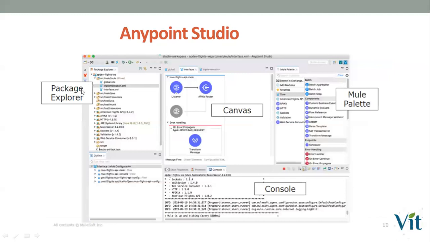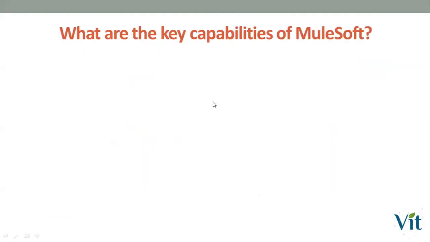Next, Anypoint Studio. From Anypoint Studio we are going to develop our APIs. The screen looks like this. Okay, package explorer, canvas, Mule palette and console. So here are the connectors we are going to drag and drop. Anyway, I will show you at the end of the class how to drag and drop and how to use it. Okay, just see. Next, here is the main thing. Okay, why MuleSoft? Why MuleSoft?